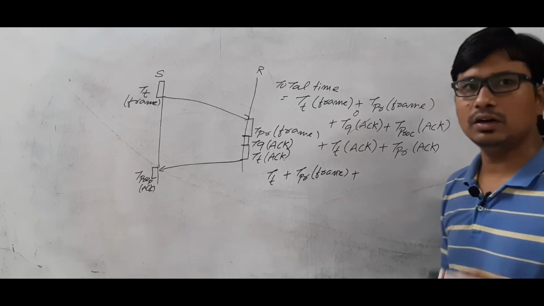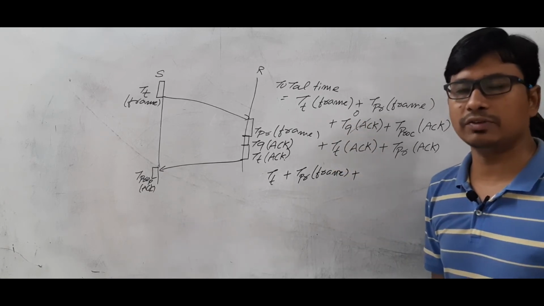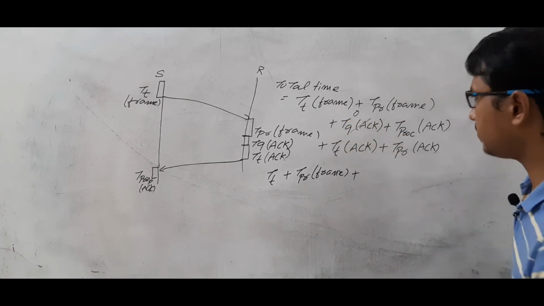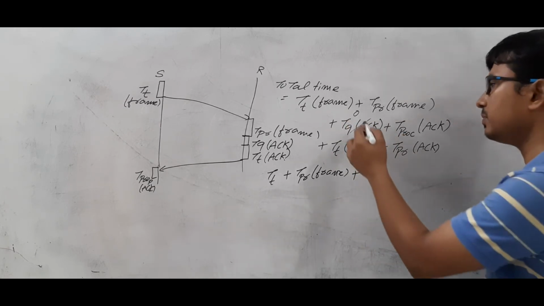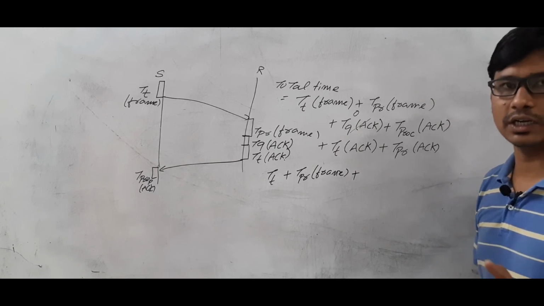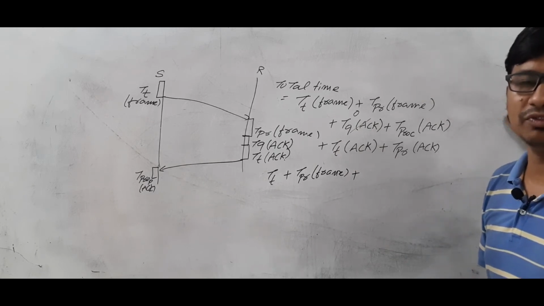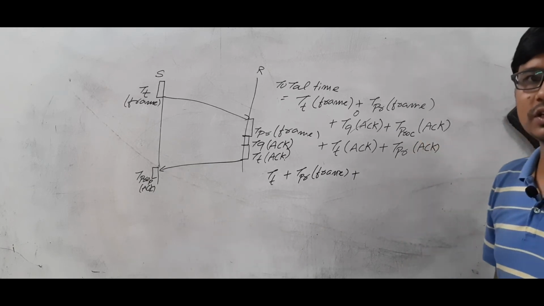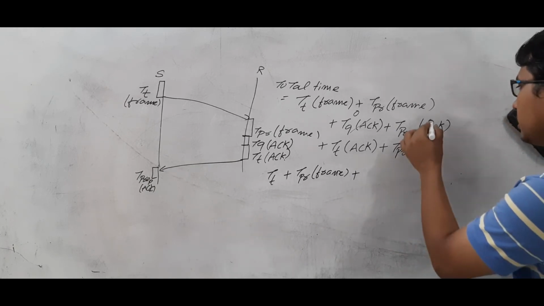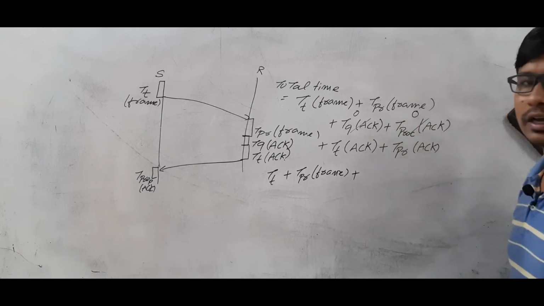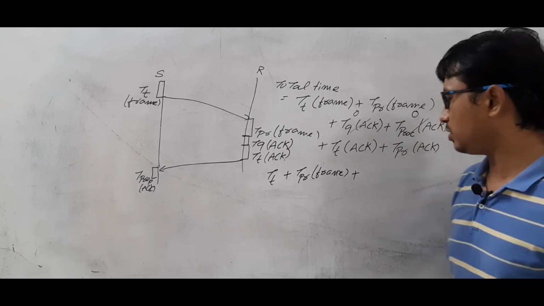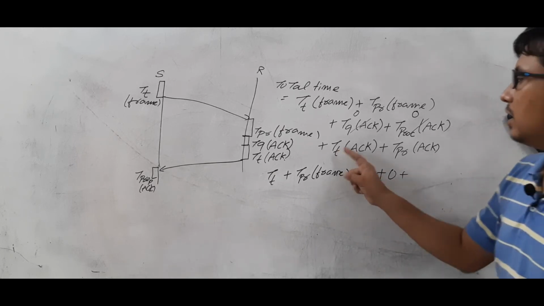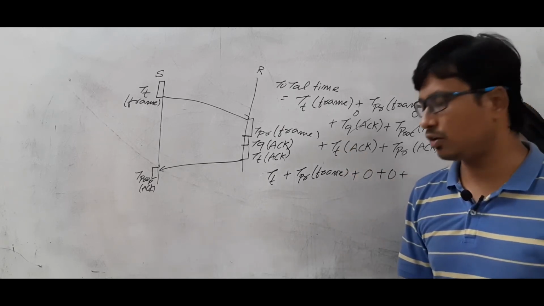In GATE questions or any competitive exams, if they give the queuing delay, you should consider it. To make it simple, I am just making it 0, because I do not know a fixed formula for computing that. And the processing delay also depends on the hardware. If they mention it, you consider it, otherwise you consider it as 0. So 0 plus 0. And then the transmission delay for the acknowledgement.